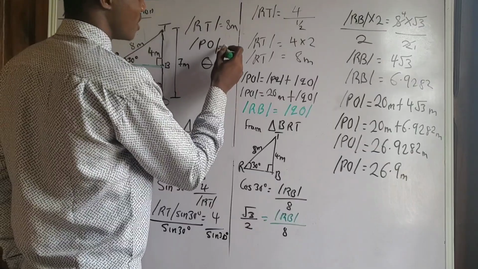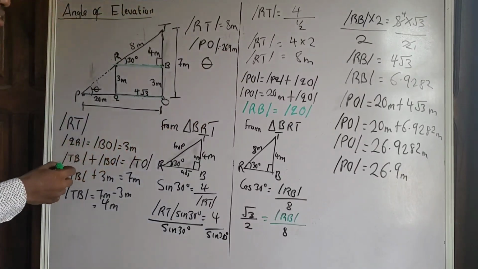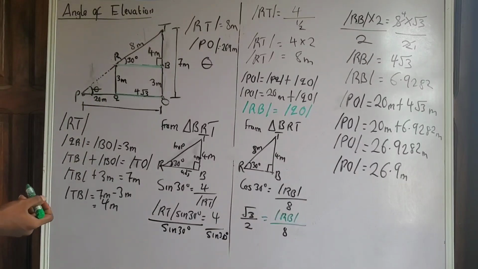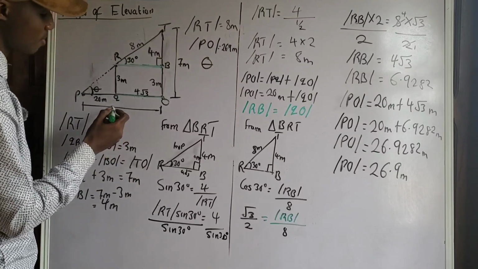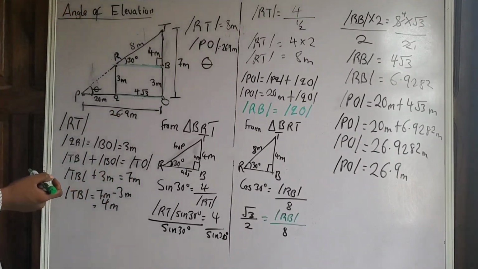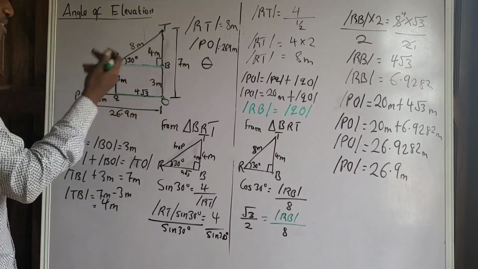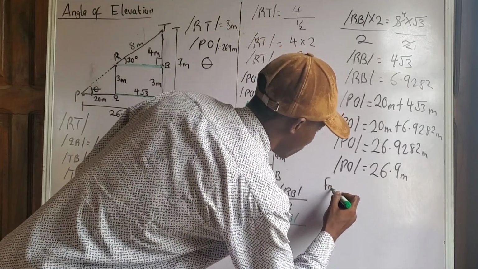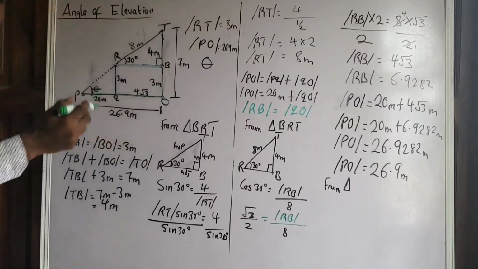This is 26.9 meter. Now we are looking for the value of theta. Theta is the angle here. You can get theta since we know that this side is 26.9 meter. So we can get the value of theta from triangle PTO, the bigger triangle, you understand?